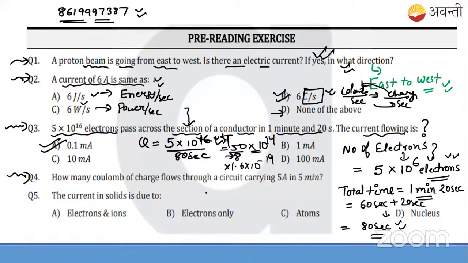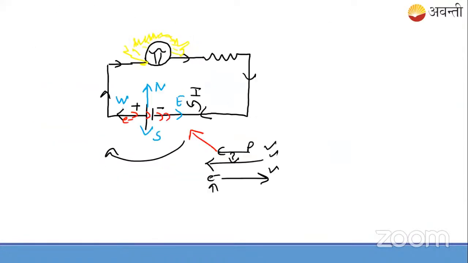Now let's move to the next question. Fourth question. What is the fourth question asking from you? The fourth question says, how many coulomb of charge flows through a circuit carrying 5 ampere current in 5 minutes? Again, I'm repeating it. With 5 ampere current in 5 minutes, how many coulomb of charge must flow through the circuit? If you see this, we have already seen these things many times.